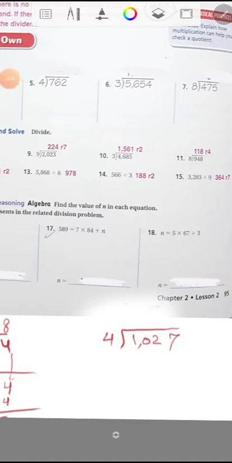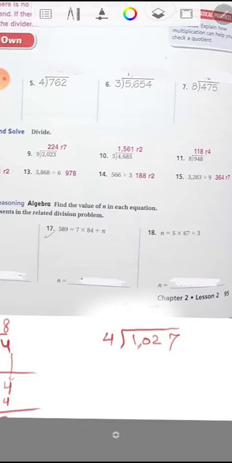Now in number 3, I want to divide 1027 by 4. Let's find the first digit in the quotient. If you divide the thousands digit by 4, I can't divide 1 by 4, so I will take the hundreds. 10 divided by 4, I can. So that means the first digit in the quotient will be in the hundreds.